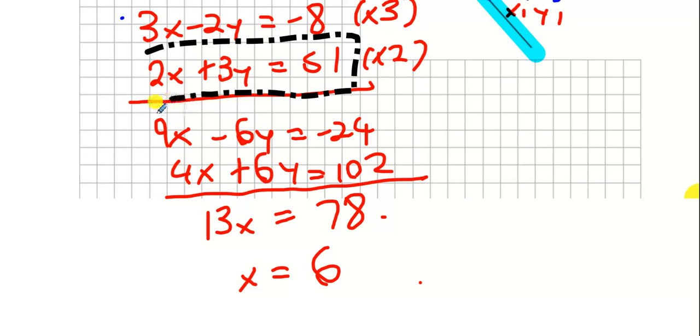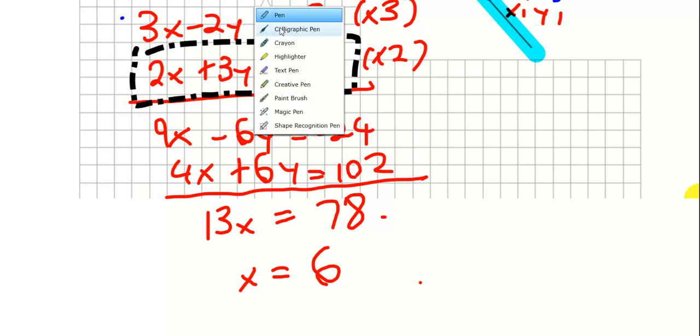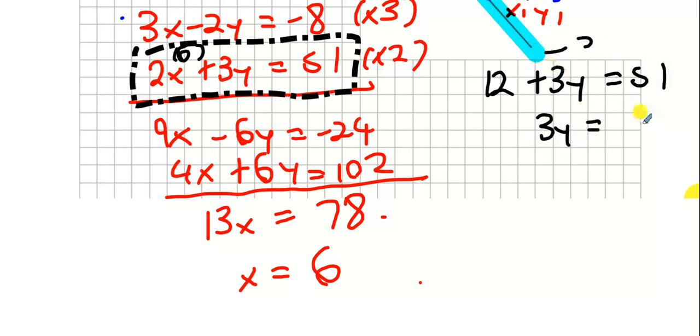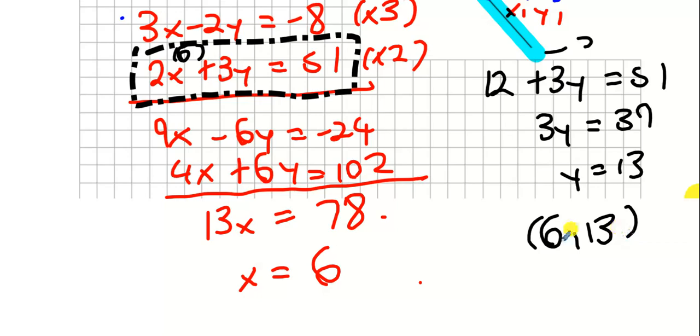What I'm going to do with this second equation is replace x with 6. So the x here gets replaced with 6. So it's going to be 2 times 6 is 12, plus 3y equals 51. Bring the 12 over the other side, we get 3y equals 51, take away 12 is 39, and y equals 13. And this is the point (6, 13), which is B.